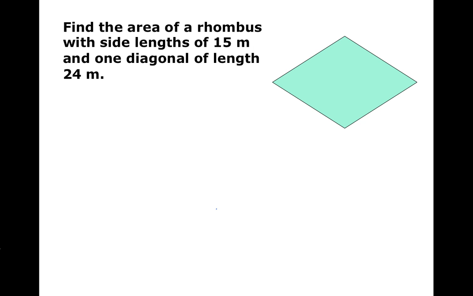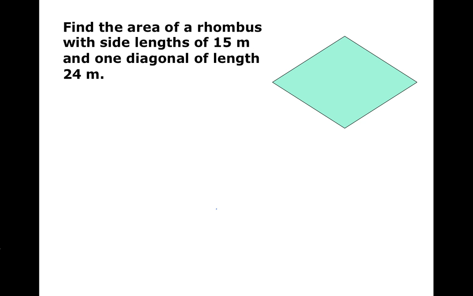Here's a rhombus. Find the area of the rhombus. The side lengths are 15 meters. One diagonal is 24 meters. Are the diagonals the same length in a rhombus? I'm going to go with yes. No. Answer's no. There's probably a certain point, if that rectangle and rhombus combine to make a square, that they would still be congruent. But for the most part, they're not.